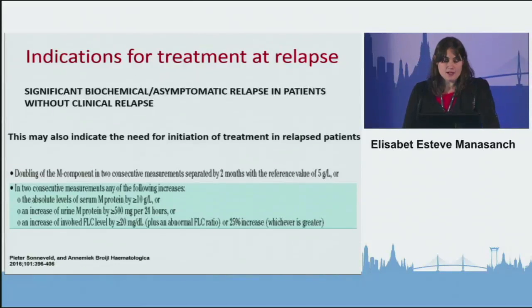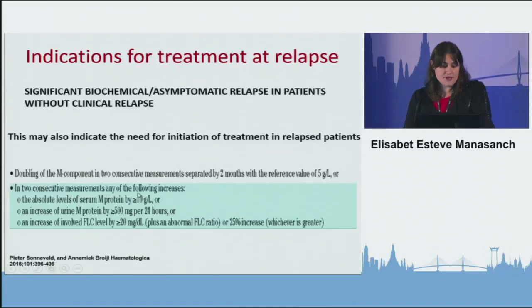When there is significant biochemical or asymptomatic relapse in patients without a clinical relapse, we may also consider the initiation of therapy. For example, if there is a very consistent increase in the M component in the blood or in the urine. For example, here there's a measure that if it's more than 0.5 grams per deciliter, separated by at least 1 or 2 months, if this is doubling very quickly, then this could be a sign that we need to start treatment because this patient may develop symptomatic myeloma from relapse in the near future.